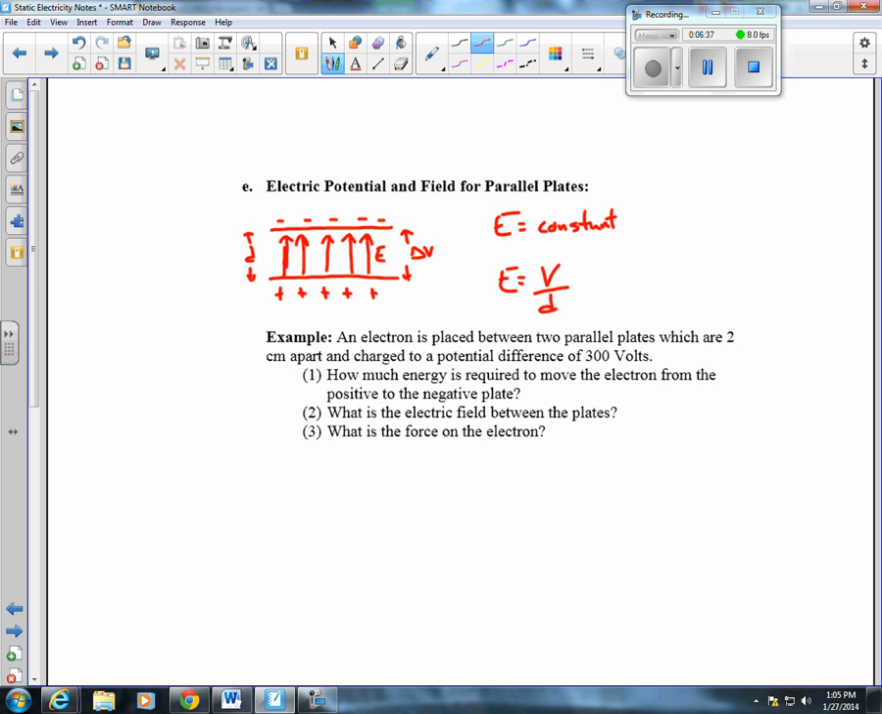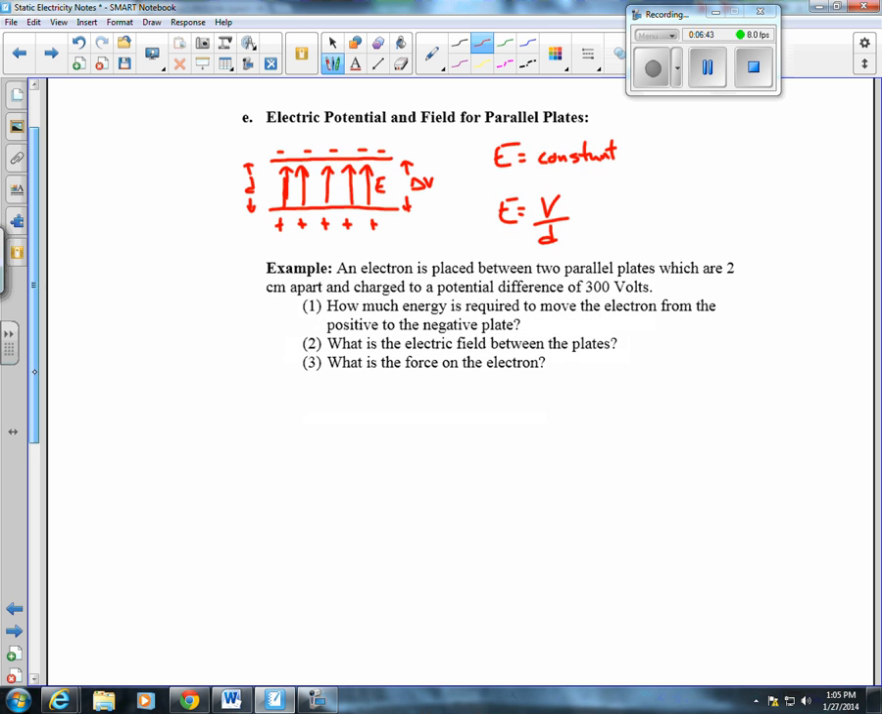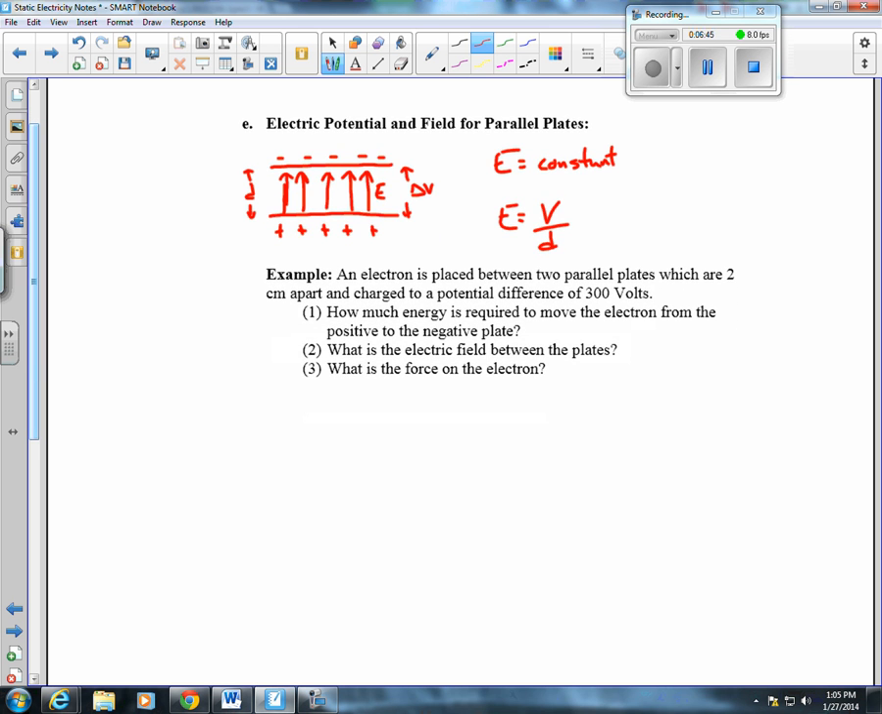The greater the voltage, the greater the electric field is going to be. And actually, the closer those two are together, the greater the electric field is going to be, because when the charges are closer together, there's going to be more force between them.